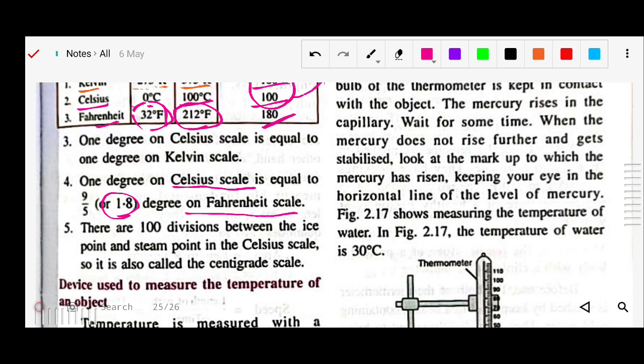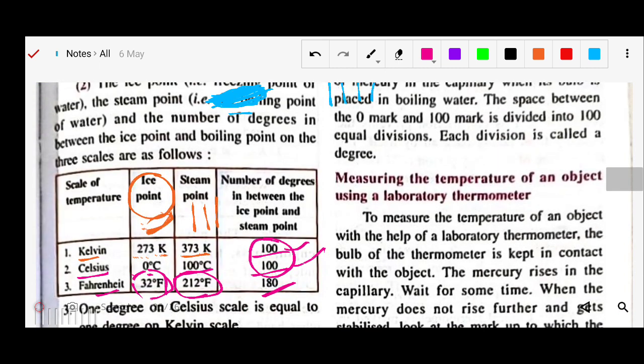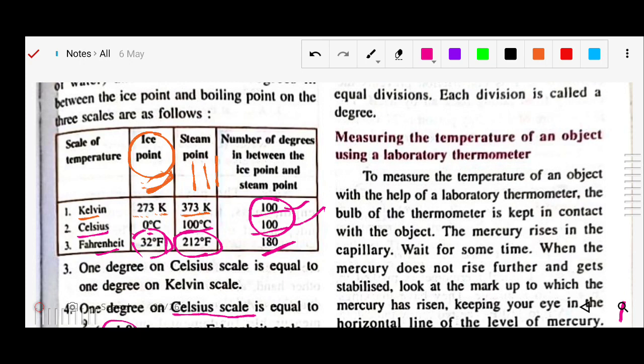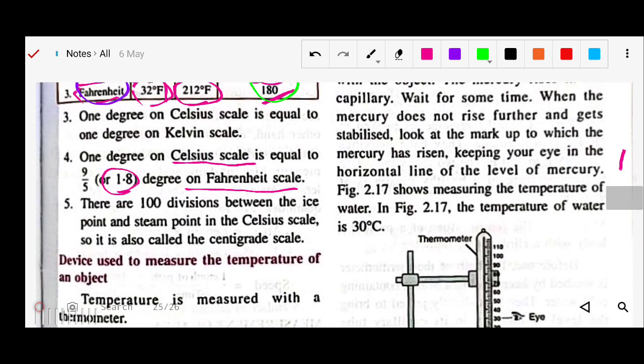So this is the relation between Celsius and Fahrenheit. As you can see, between these two, Celsius and Fahrenheit, the differences are 100 and 180. About this, I will tell you how it works. It's in mathematical terms, and I will show you.